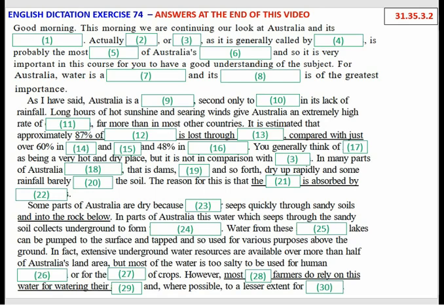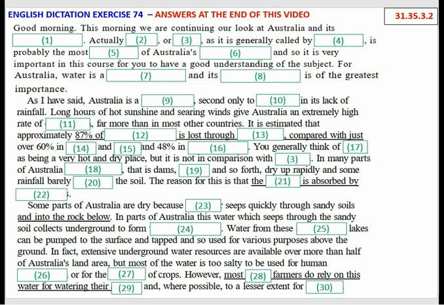Good morning. This morning, we are continuing our look at Australia and its natural problems. Actually, dryness, or aridity, as it is generally called by geographers, is probably the most challenging of Australia's natural problems. And so it's very important in this course for you to have a good understanding of the subject. For Australia, water is a precious resource, and its wise management is of the greatest importance.